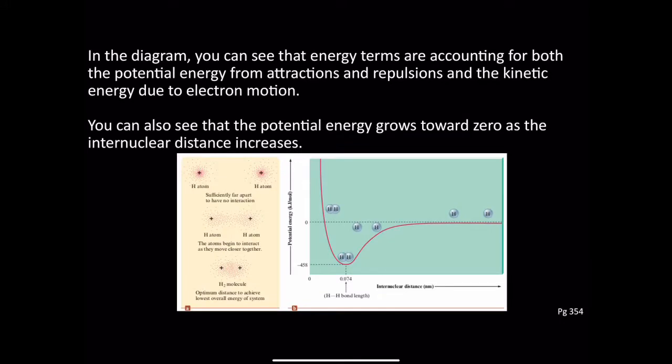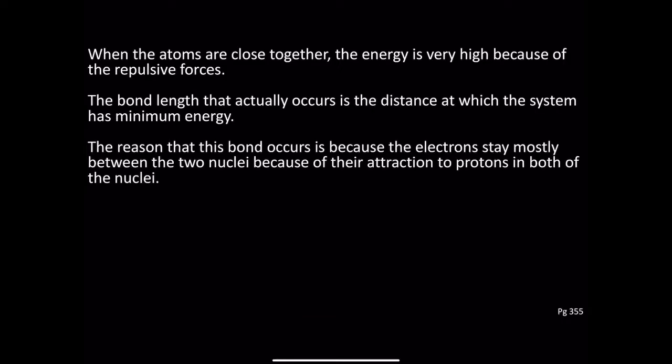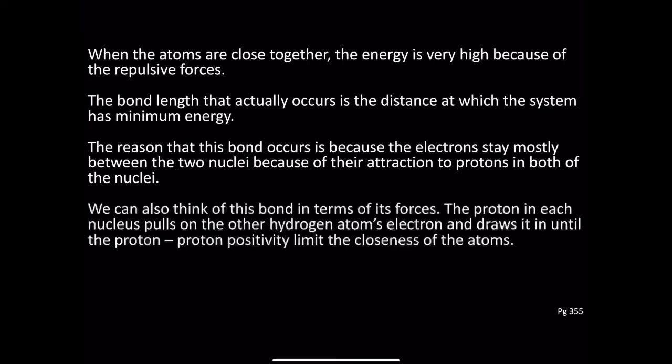So if we look back at that again, that 0.074 is where it has its least amount of energy. And the reason that the bond occurs is because the electrons stay mostly between the two nuclei because of their attraction to protons in both of the nuclei. So rather than revolving on the outskirts of that hydrogen atom, those electrons actually hover kind of between the two nuclei. We can also think of this bond in terms of its forces.